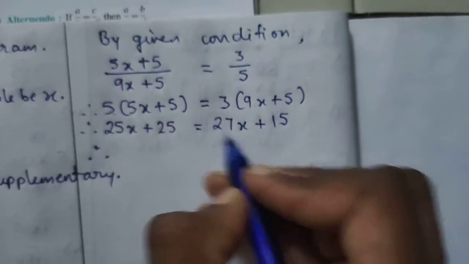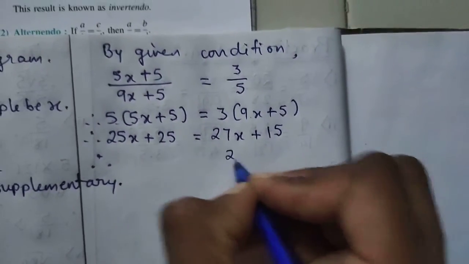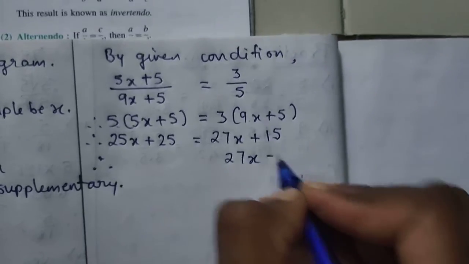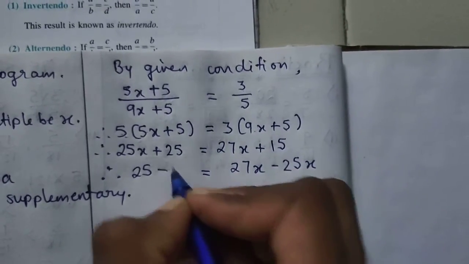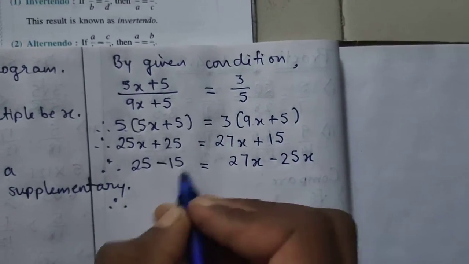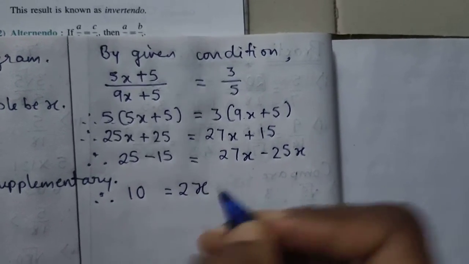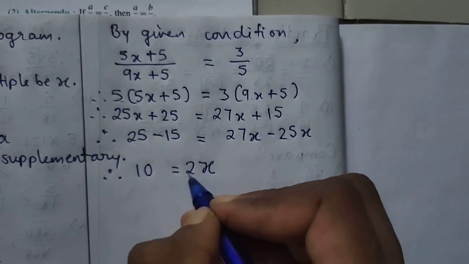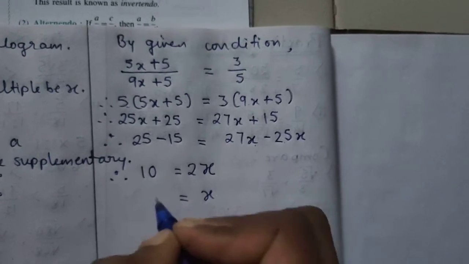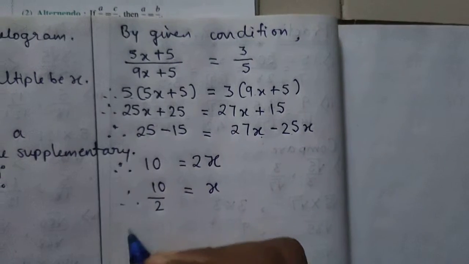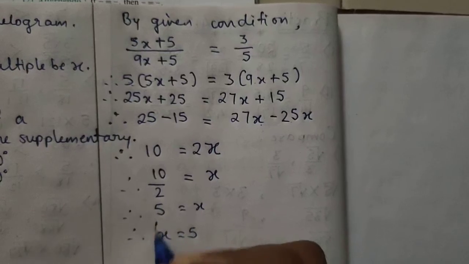Okay, now see, this 27 is greater as compared to 25, so transfer this 25x to the right-hand side. So keep 27x as it is. Now transfer this 25x, so this becomes negative. This is 25 minus 15. And if you do 25 minus 15, you are going to get 10. So 10 is equal to 2x. Why? Because 27 minus 25 gives you 2, so 27x minus 25x gives you 2x. Now in the next step, transfer this 2. So this becomes 10/2. And 10/2 is what? 5. So finally we got x is equal to 5 here.